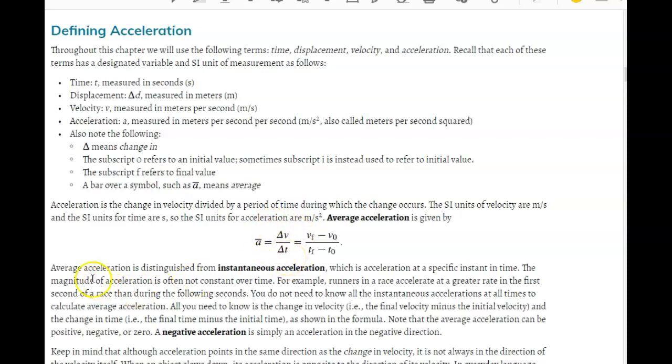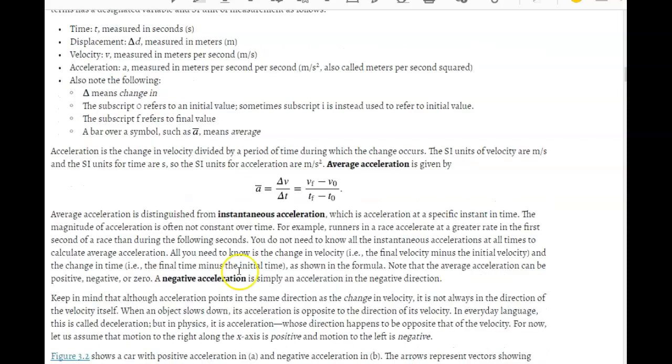Okay? Average acceleration is distinguished from instantaneous acceleration, because it's basically how fast you're going at a very specific instant of time. Okay? And the negative direction in acceleration only means that you're decelerating. You're slowing down in your velocity rather than speeding up.